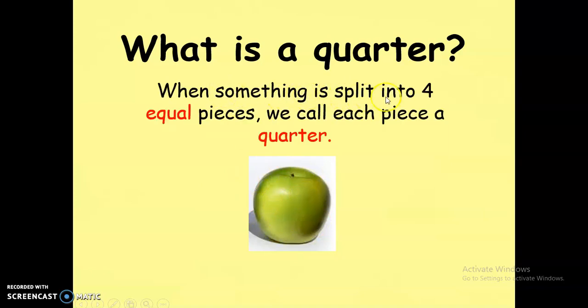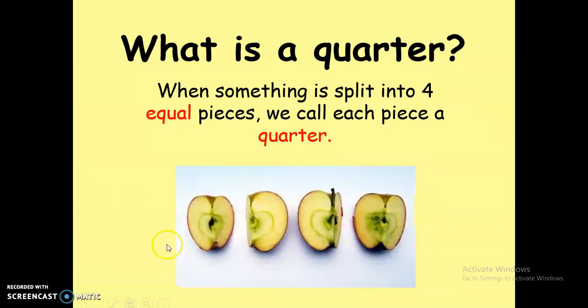Okay, so when something is split into four equal pieces, we call each piece a quarter. That means that when you cut this apple into four pieces, you've cut it into quarters. So each one of you is going to get a piece that is a quarter of the apple, and you all have to get equal parts. This apple has been cut into four equal parts: 1, 2, 3, 4. So you're going to give one to your mom, your dad, you'll take one, and then your sister. Okay, and then you all get equal parts.